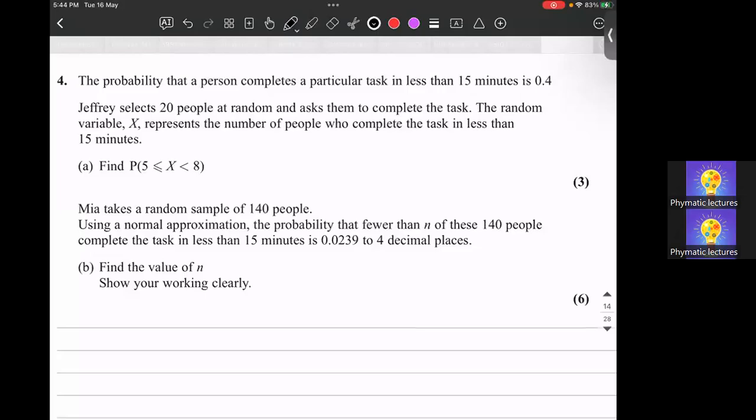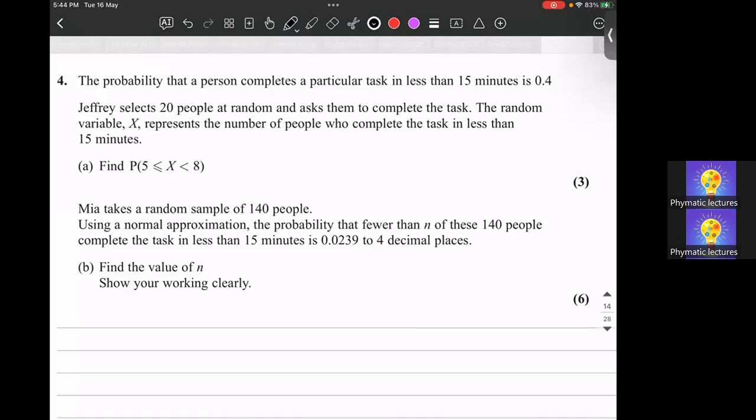Question number 4. The probability that a person completes a particular task in less than 15 minutes is 0.4. Jeffrey selects 20 people at random and asks them to complete the task. The random variable x represents the number of people who complete the task in less than 15 minutes. Find the probability of x in between 5 and 8.